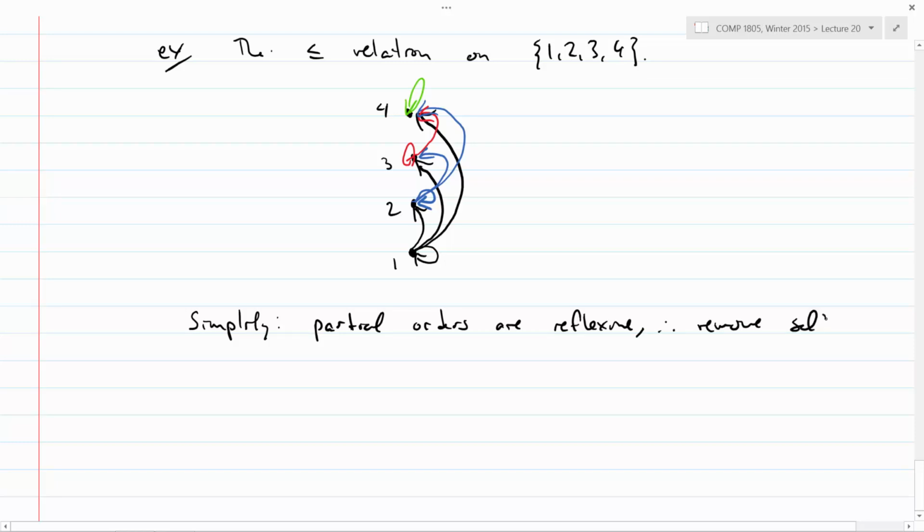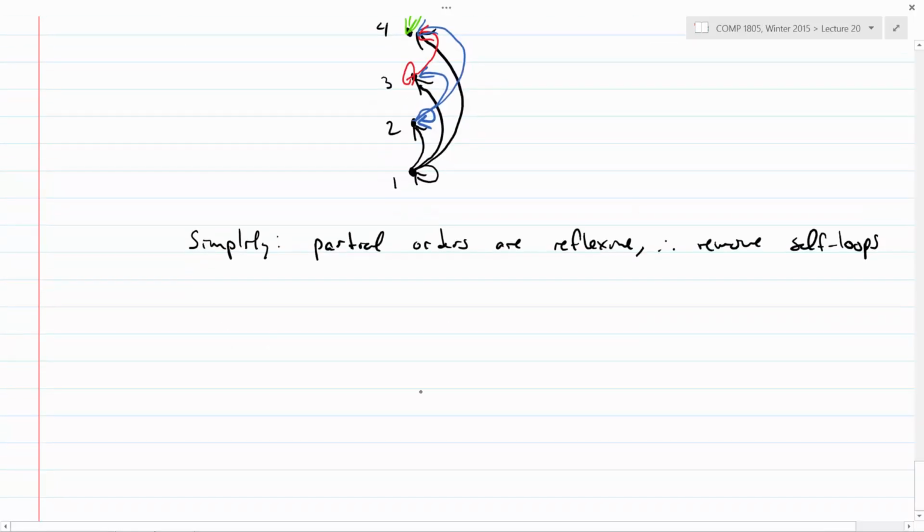So we can remove these self-loops, right? The one going from 1 to 1, from 2 to 2, 3 to 3, and 4 to 4. So let's do that. Now I have this. Which is a little better, I guess. Still not great, but we're making progress.